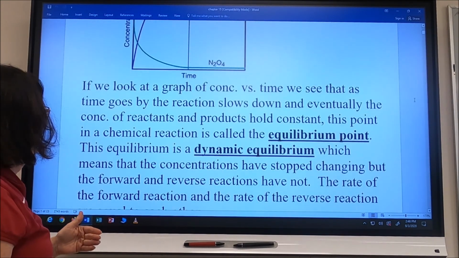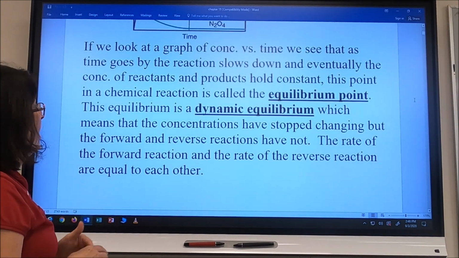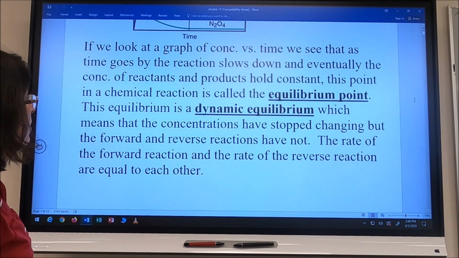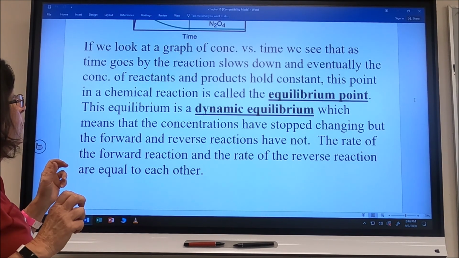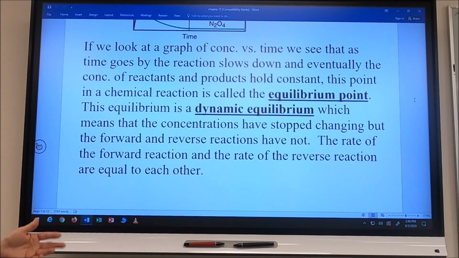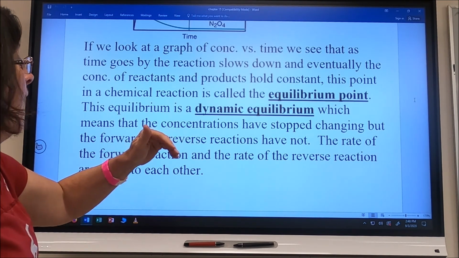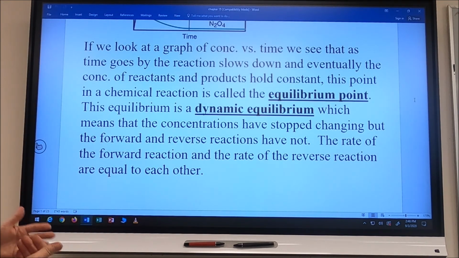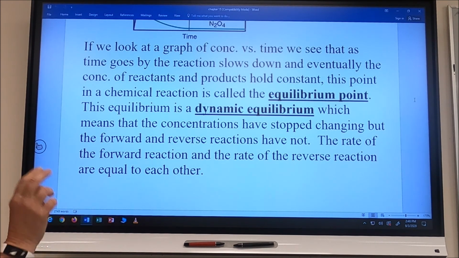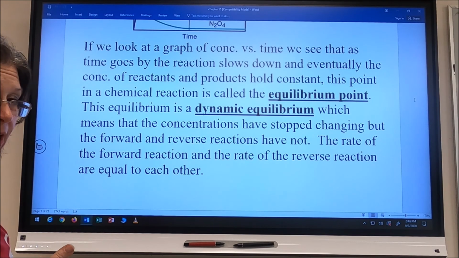So, when we reach the equilibrium point, we've reached a constant concentration of reactants and products, but the reaction in the beaker is not static, it's dynamic, which means that although the concentrations have stopped changing, the forward reaction and the reverse reaction are still going on. It's just that at equilibrium, the rate of the forward reaction equals the rate of the reverse reaction.